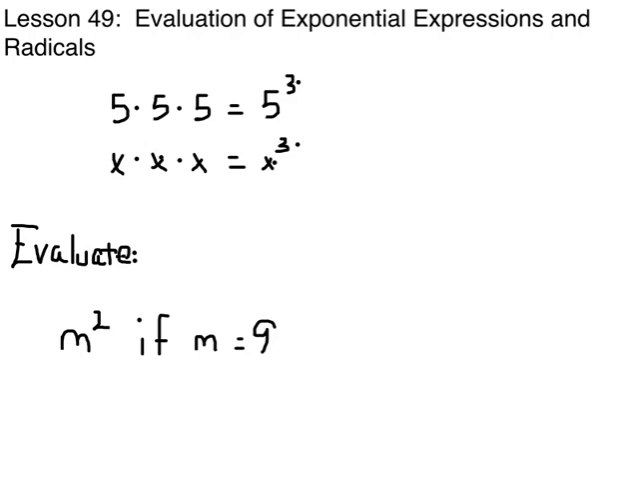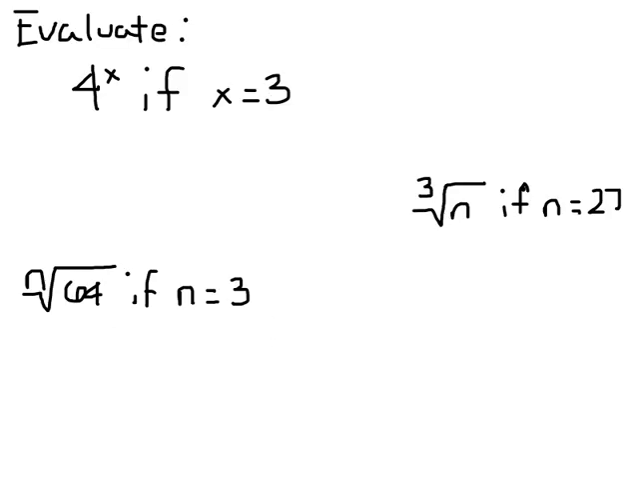What would m squared be if m was equal to 9? Well, I'm going to put 9 in for m, and I'm going to square 9, which means 9 times 9, and I'm going to get 81.